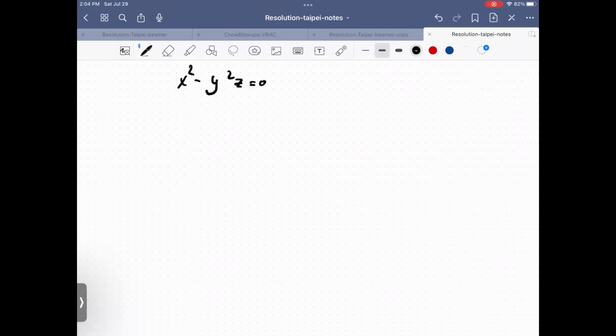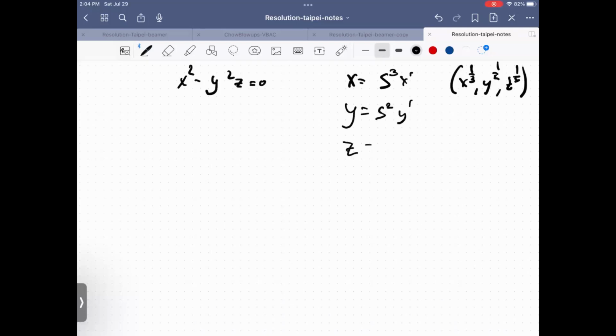And I'm plugging in. Now what I need to plug in is x equals, I'm blowing up x to the 1 cubed, y to the 1/2, z to the 1/2. So this means I need to write x equals s cubed x prime, y equals s squared y prime, and z equals s squared z prime. Plugging it in, I get, okay, so s to the 6. So I know that s to the 6 will pull out.